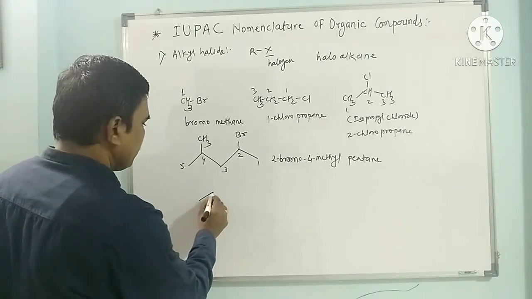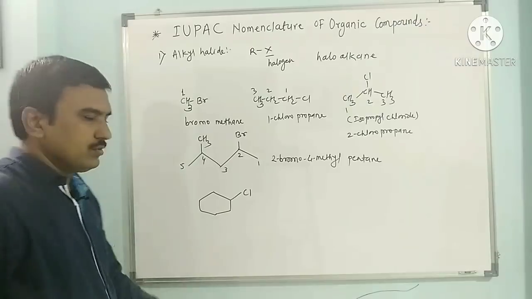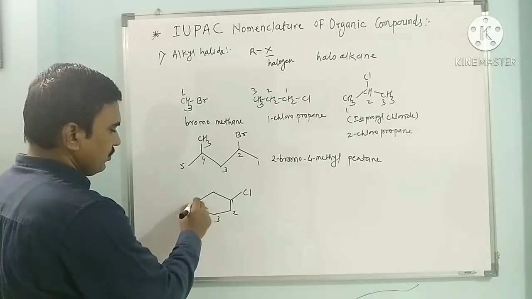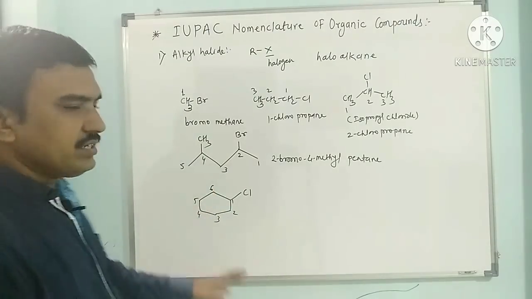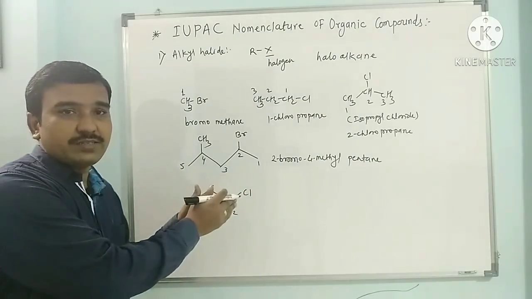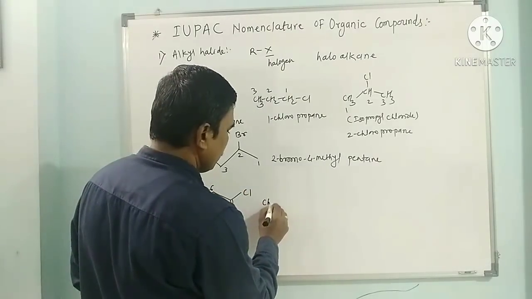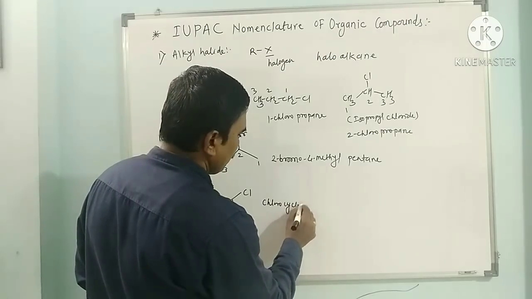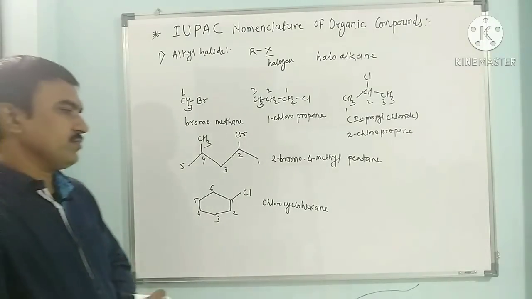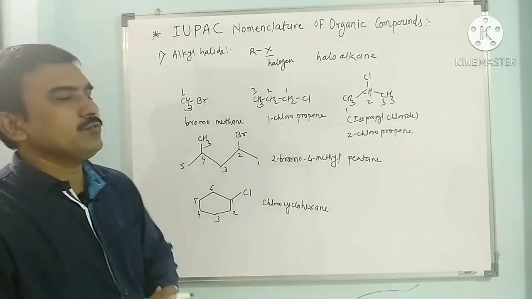If we have cyclic system, we can also name the cyclic compound. So these are the 6 carbons in the cyclic system. So this is 1, 2, 3, 4, 5, 6. So because of 6 carbons it is hexane. It is closed chain system, cyclic system. So it is cyclohexane, chlorine attached to carbon number 1. So it is simply called as chlorocyclohexane. Chlorocyclohexane. So in this way alkyl halides are named as per these IUPAC rules.